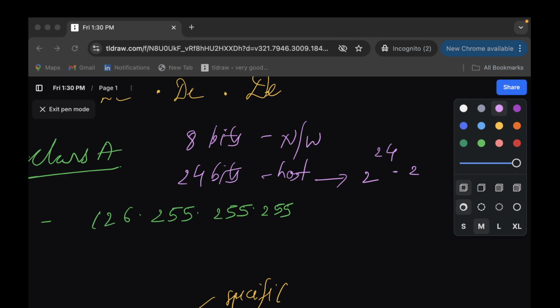Now there is something called network address and broadcast address as well, right? Okay. Now what is this network address and broadcast? Shouldn't we know that before itself?